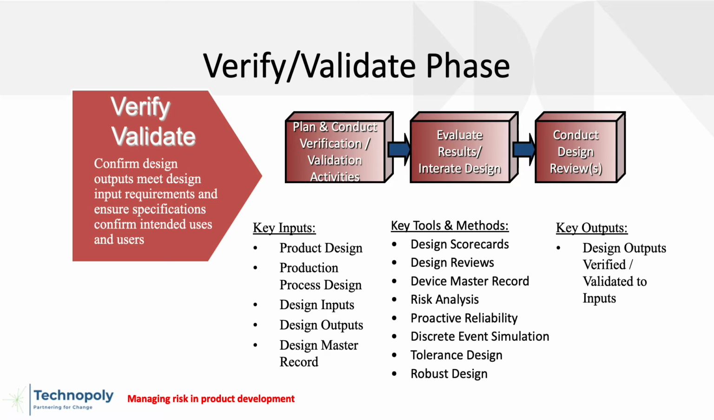The verify or validate step can be done as follows. Conduct a verification and validation audit of the activities needed to ensure that the product is designed right. Evaluate the results and iterate the design based on the verification and validation activities. And finally, conduct a final design review based on the changes and the improvements done on the design as it pertains to the manufacturing processes themselves.